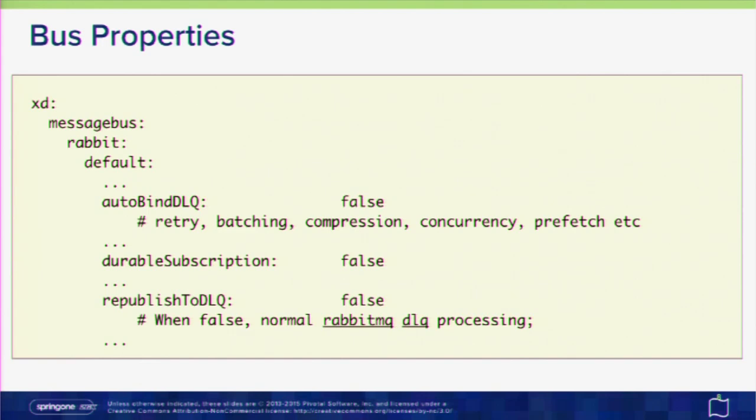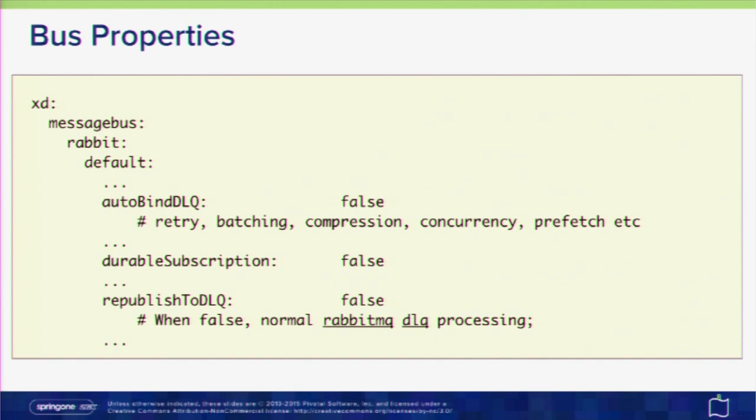Let me take a step back. When we bind a consumer, let's start with a consumer, to the message bus, the first thing we need to do is create or declare a queue in RabbitMQ that's going to be the pipe that transports the data between the modules. So we create the queue. If auto bind DLQ is set to true, then we configure that queue with a dead letter exchange, and we also provision a dead letter queue, and we set up the routing for that.